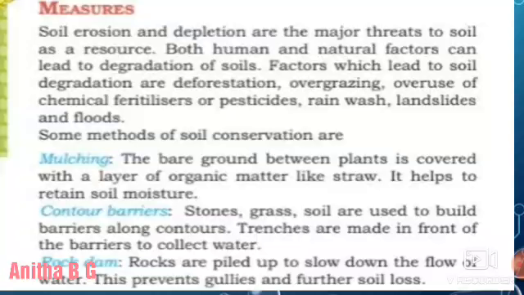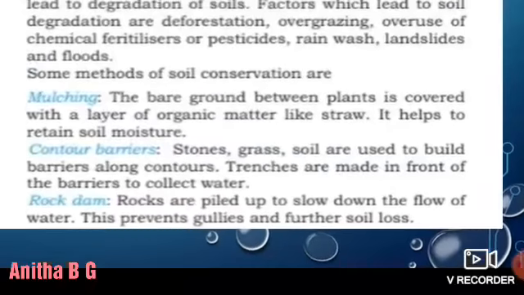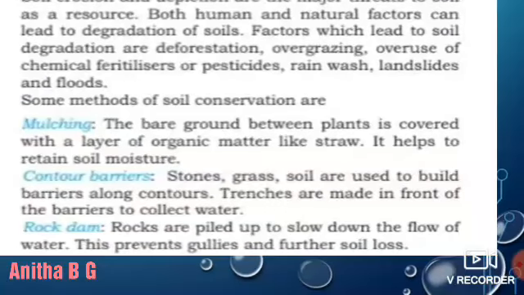So, come to the next point. Some methods of soil conservation. So, what are the methods we can use to conserve the soil? First one is mulching. What is mulching? The bare ground between plants is covered with a layer of organic matter like straw. It helps to retain soil moisture.